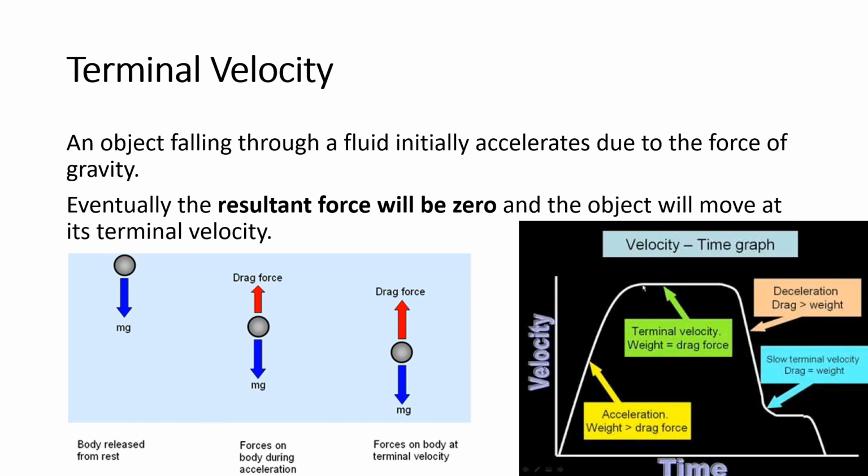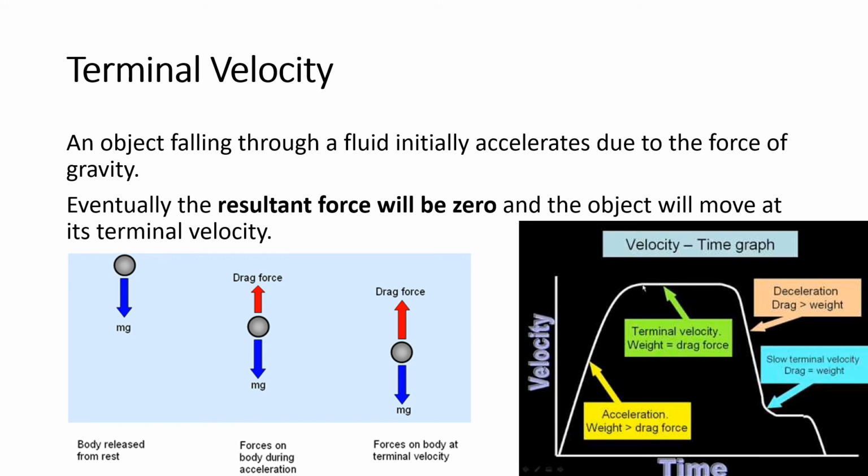You can see from the 3 diagrams at the bottom, at the beginning it's just the weight acting down. Then in the second middle picture, the weight is bigger than the drag force. And then finally in the picture on the right, the weight is equal and opposite to the drag force.